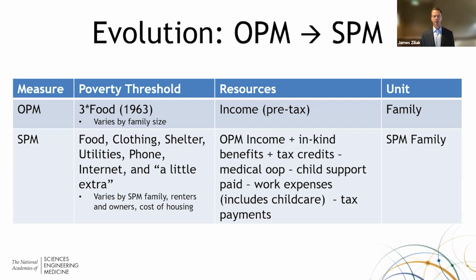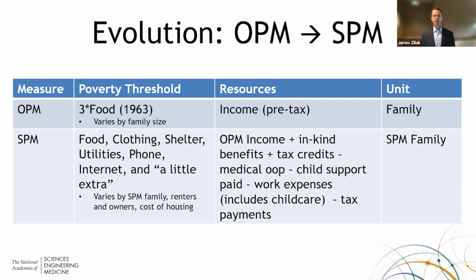The resources then are the OPM income, along with, what's new, in-kind benefits. This would include food stamps, otherwise known as SNAP, and WIC benefit payments. We also include tax credits like the EITC and the child tax credit. We subtract away out-of-pocket spending on medical costs, out-of-pocket spending on child support, and out-of-pocket spending on work expenses, which includes childcare, as well as deducting tax payments at the federal and state level, as well as payroll taxes.